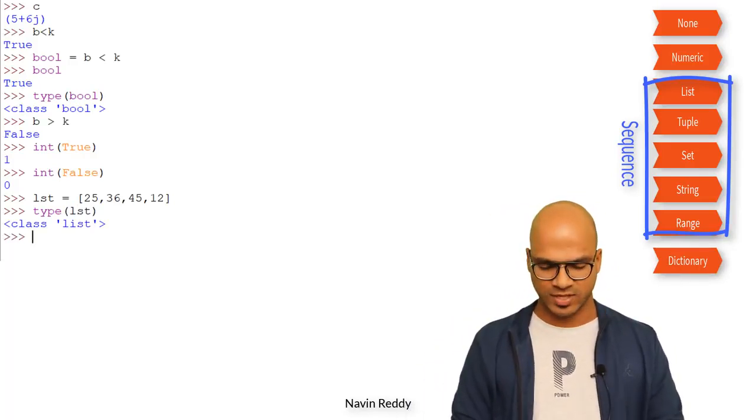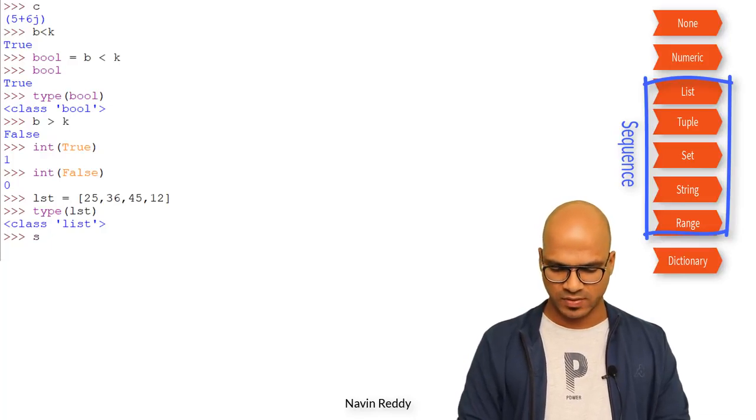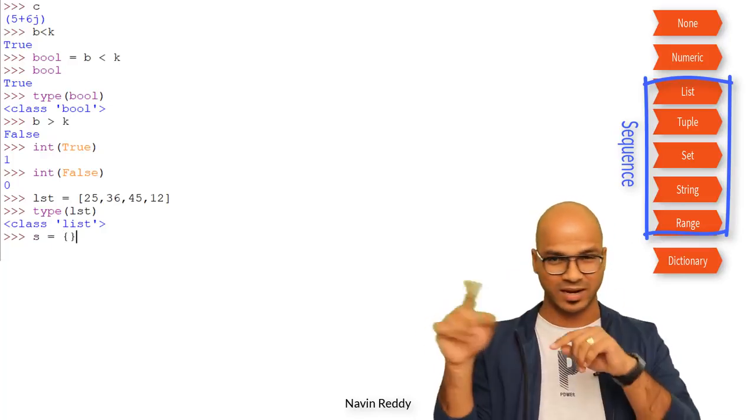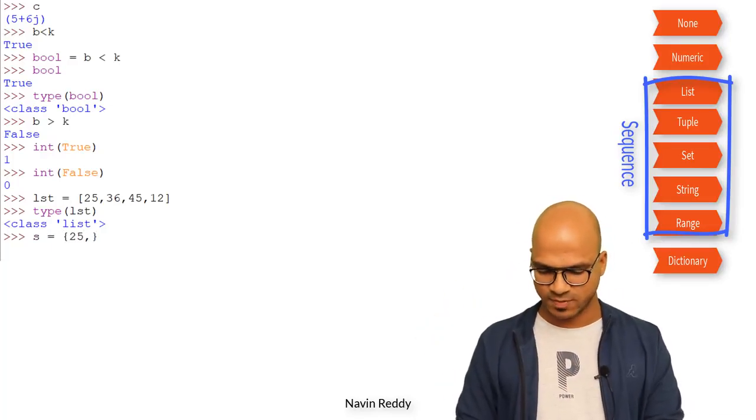The same thing can be done with set. So if I get a set here, I will say s equal to, and you will use curly brackets there, and inside that you can specify values.